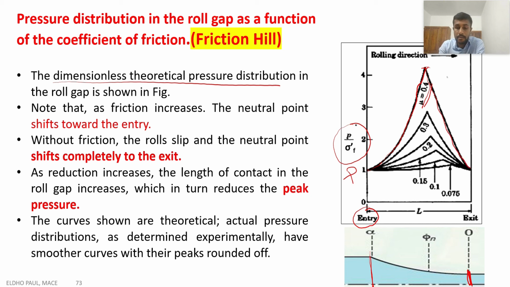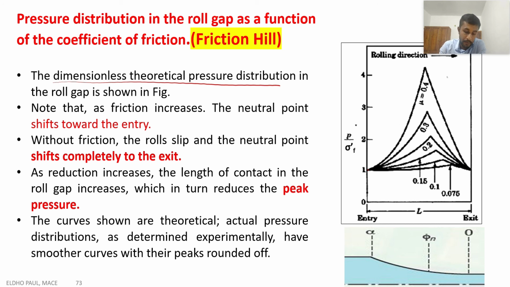This is the neutral point. In this area, for the deformation of the material, we need a very huge amount of pressure. But here in this area and here in this area, at the entry and exit region or in the intermediate region, the pressure requirement is comparatively low. So this is called a friction hill, with respect to the variation from entry to exit. Based on the metal flow from entry to exit, there will be an increase in pressure. This is actually the pressure distribution with respect to this rolling gap.